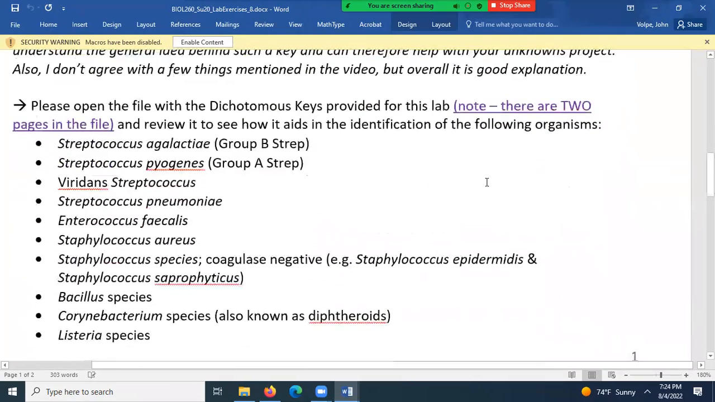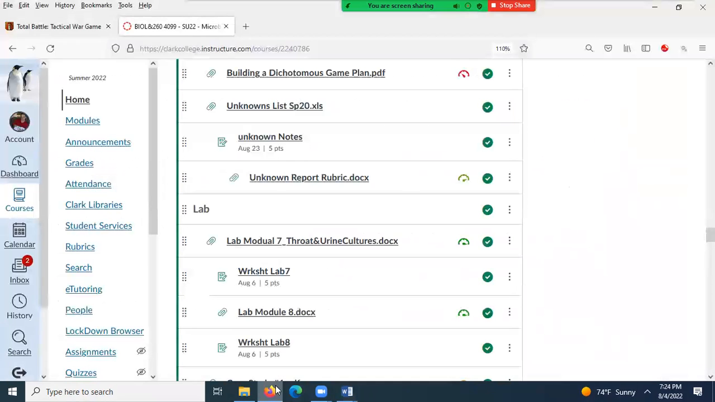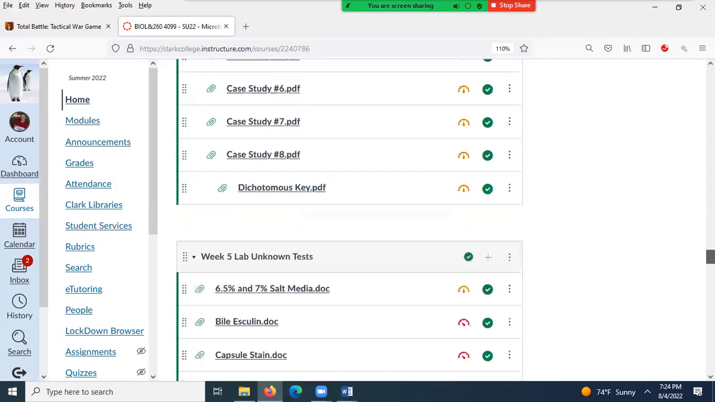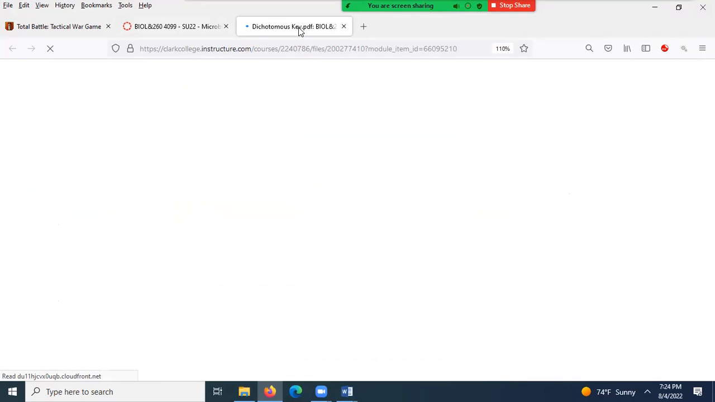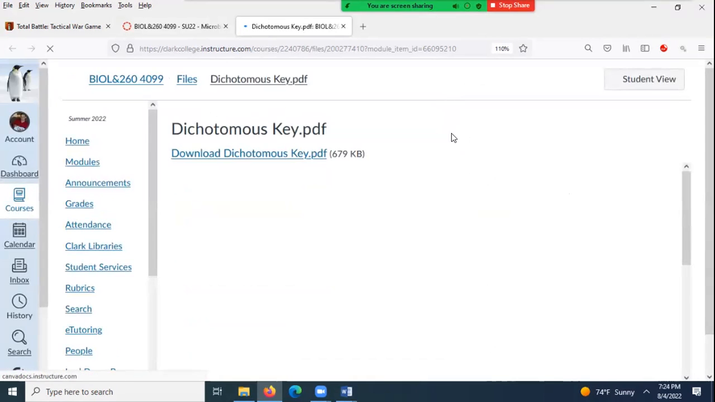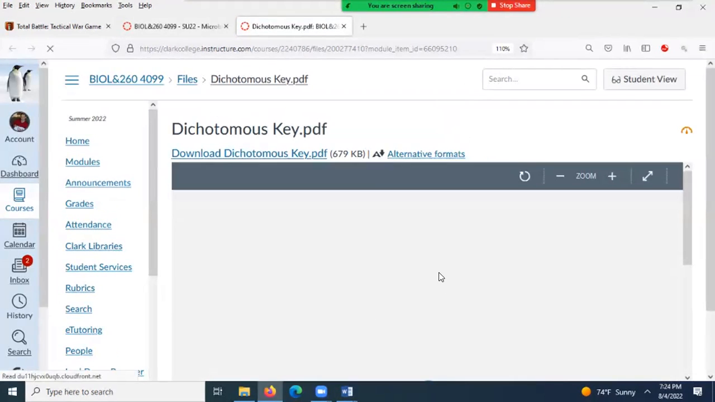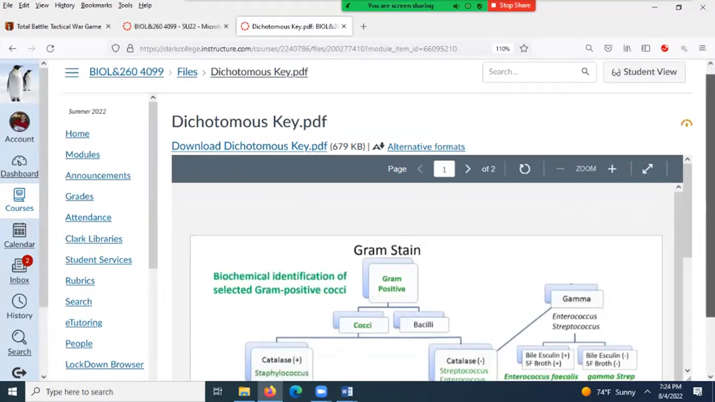And then open the file of the dichotomous key in lab work 8, which is at the bottom below the case studies right here. Now we can go ahead and open it. It'll be a little small because it's going to open in Canvas. You can click this link and it'll open separately.